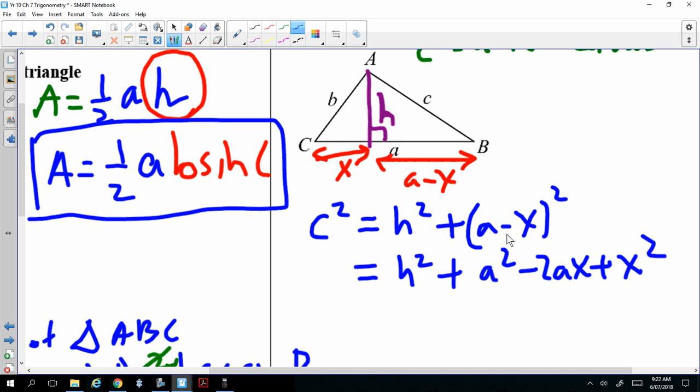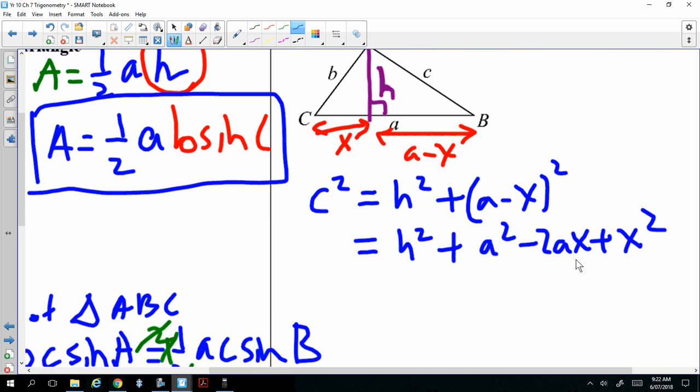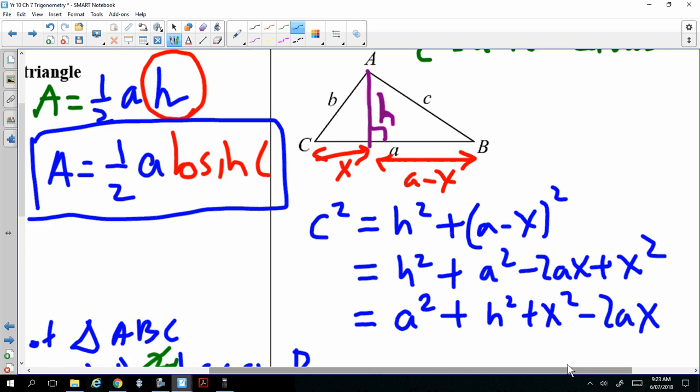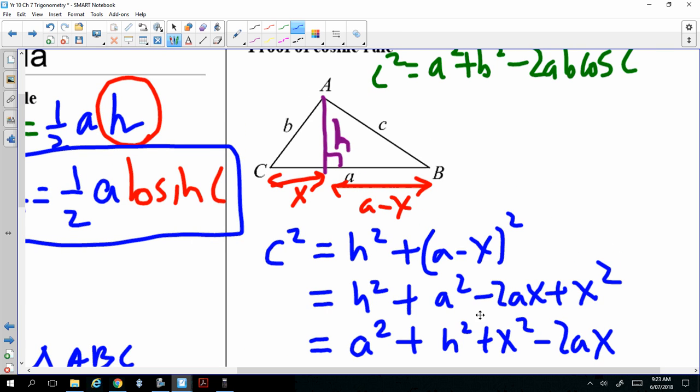And what do we do after this? We have to rearrange a little bit. We know a squared should go first, followed by h squared plus x squared, and then minus 2ax. Okay, so rearrange it so that it's in this order. Now, we need to make it look like this. It doesn't look fully like that, but we've got the structure there. We've got the a squared already. We've got the c squared. We've got the minus there, but we don't have the cos yet, and we don't have the b yet. So we have to introduce b into the formula.